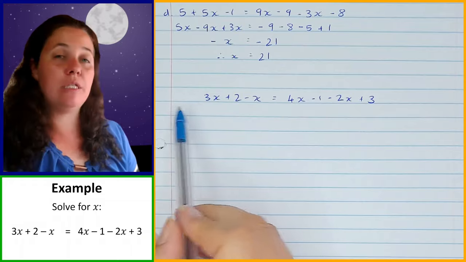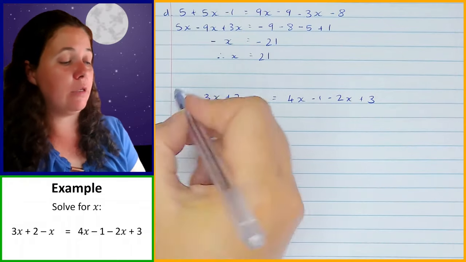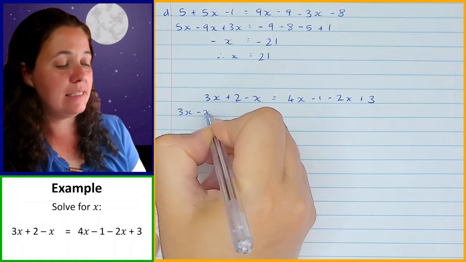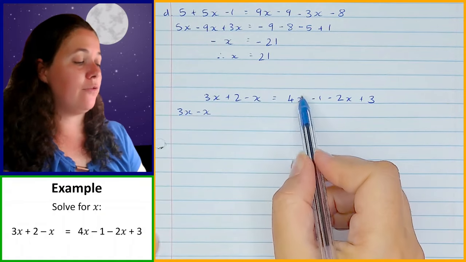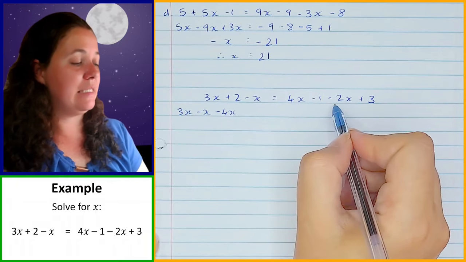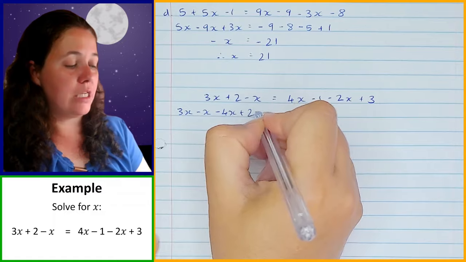So I'm going to have my x terms on the left, so I'm going to have 3x. I'm not worrying about that for now. I'm going to go onto the minus x. Then on the right-hand side, I've got 4x I need to get rid of, so I'm going to minus 4x. And I've got negative 2x I need to cancel out by adding 2x to both sides.